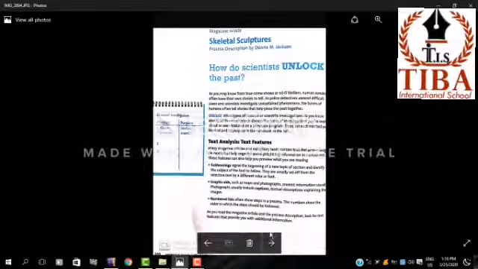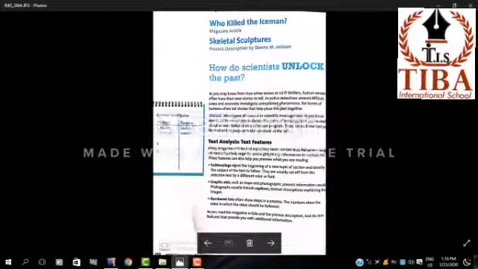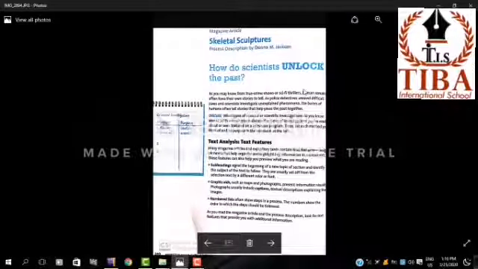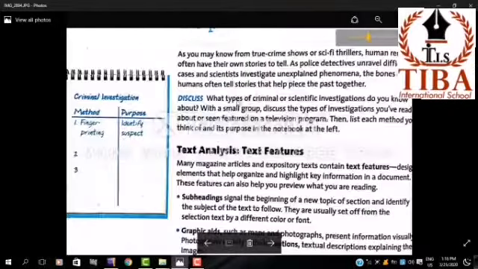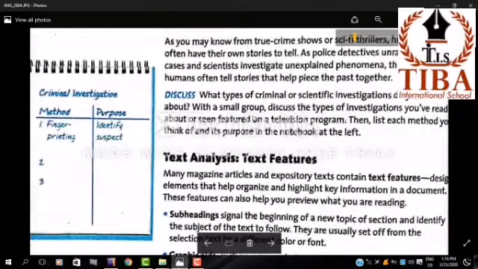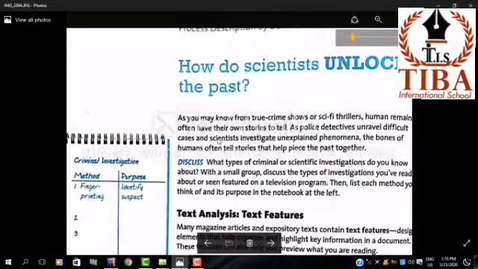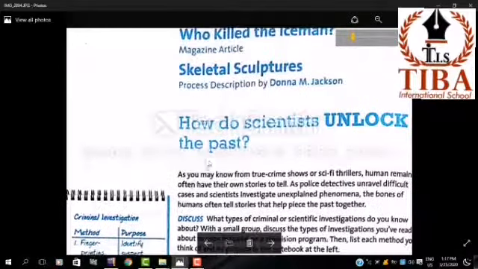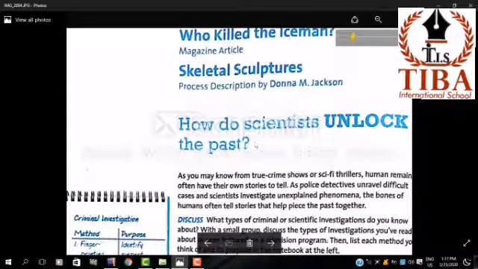Okay, on the next page, this is before reading our selection. We have this rubric which we are going to talk about today. I just want you to look at it. What is this again? It is called Who Killed the Iceman?